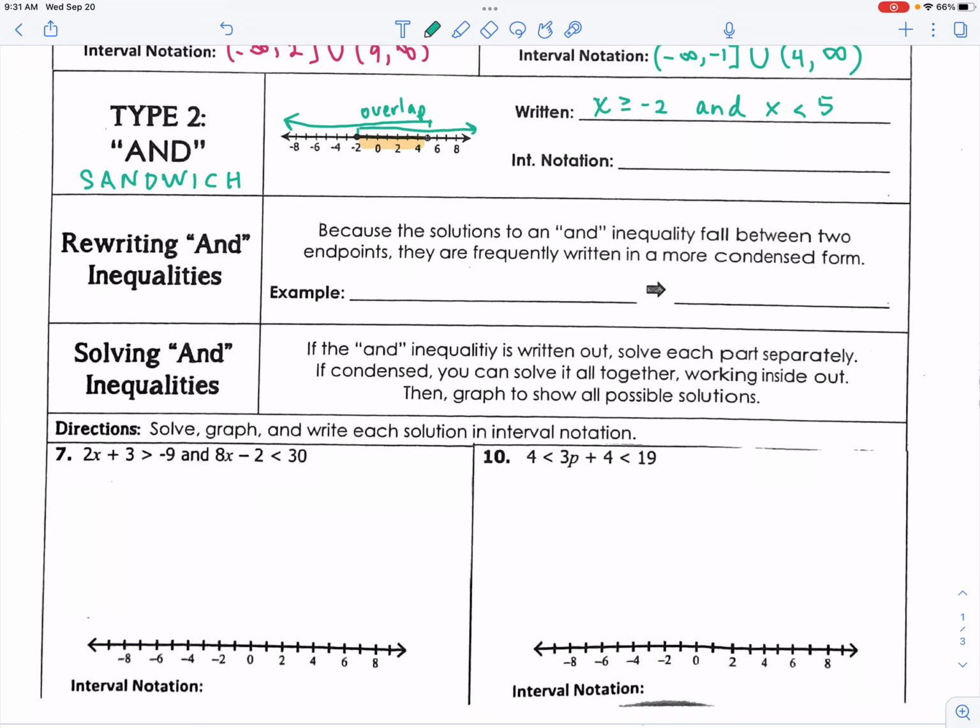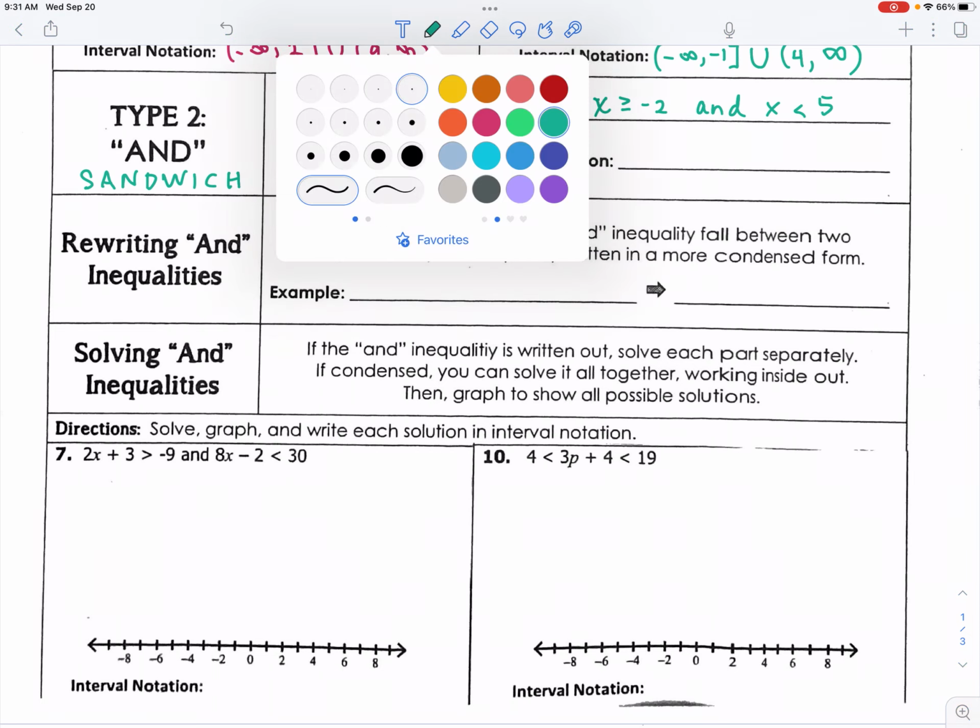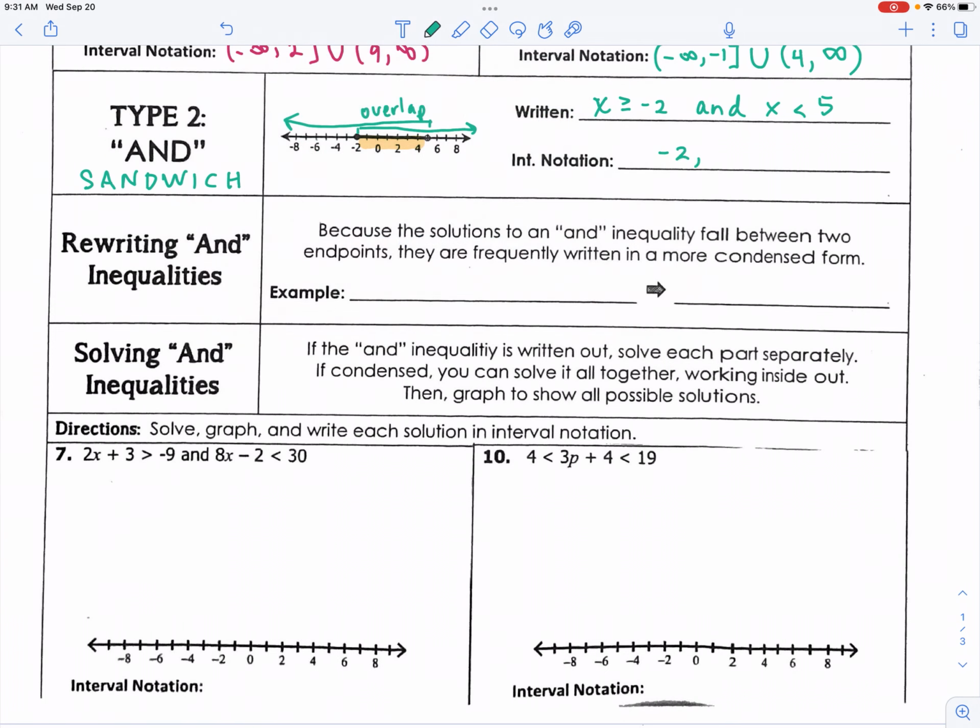We have endpoints here, so the interval notation is a lot easier. Our interval notation is just going to be the two endpoints. Our -2, we include it, so we use a bracket. The 5 is an open circle, so we don't include it. So with our sandwich or and type, our interval notation is just the endpoints and everything in between, and then just be aware of whether we're including or not including a specific value.